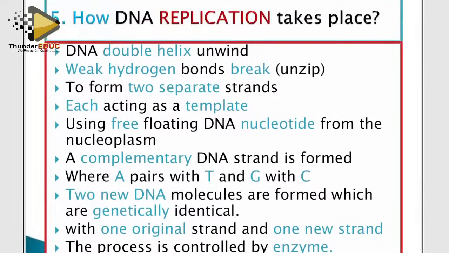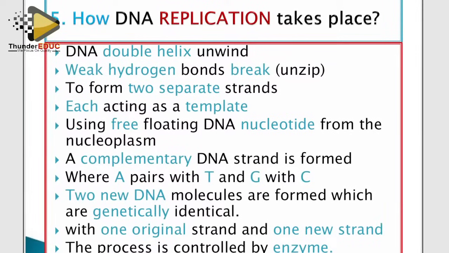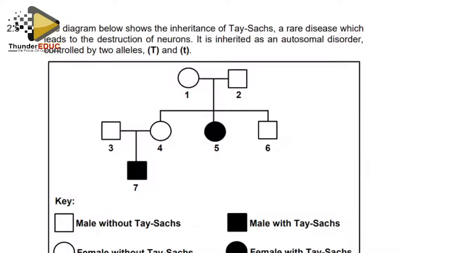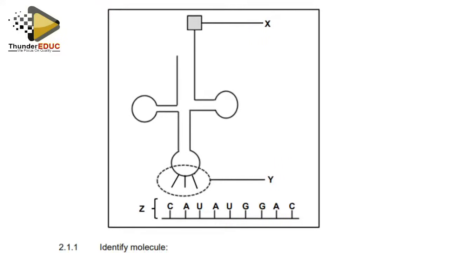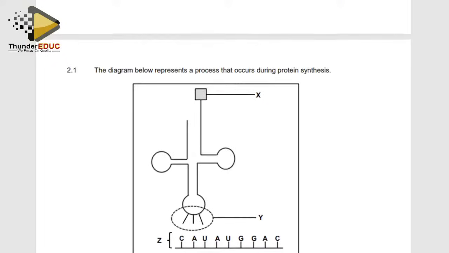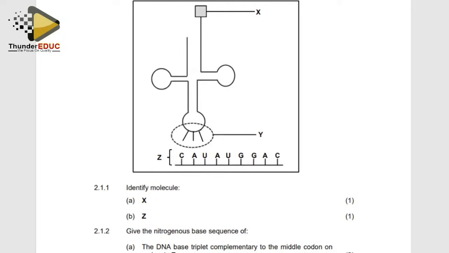All right. So when they say, how does it occur? Let me tell you something, guys. When they say, how does it occur? Yes, I'll do the genetics. Don't stress about it. How does it occur? You describe the process of DNA replication. But sometimes we can bring something. Let me see if I did prepare something like this. For example, this question is saying that the diagram below represents the process that occurs during protein synthesis. Identify X, identify Z.